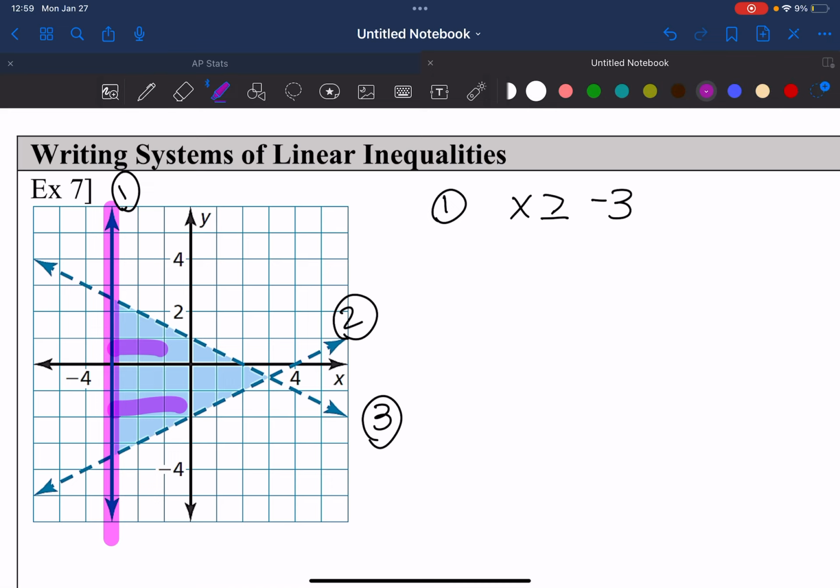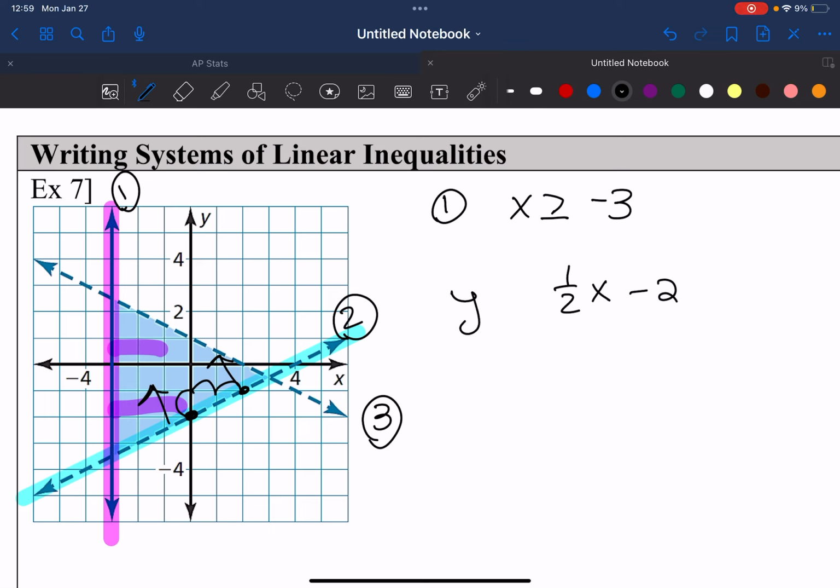Then I do number 2. Number 2 is right here. I first find the y-intercept, which is right here at -2. And then I find another good point so I can find the slope, and this goes up 1, right 2. So that's 1/2 x. And since this is going up, it's going to be greater than, and since it's a dotted line, it's not going to have an equal to. So this is y is greater than 1/2 x minus 2.